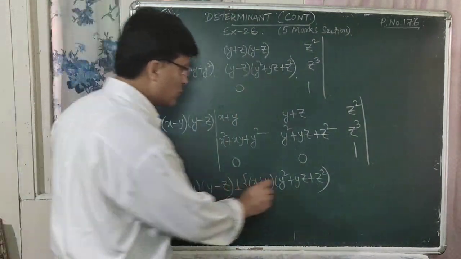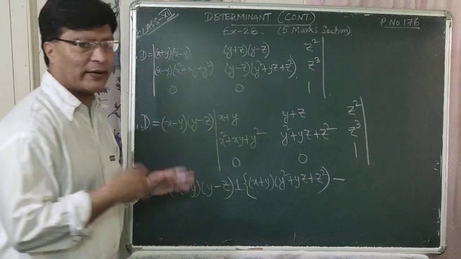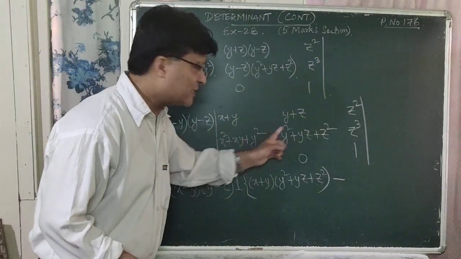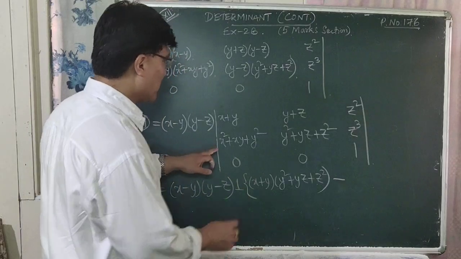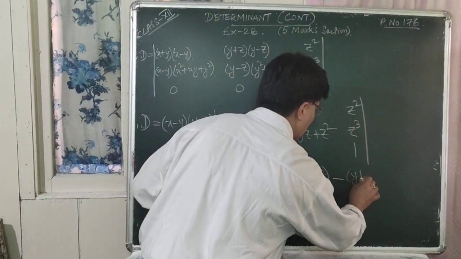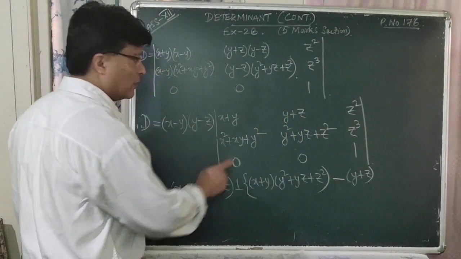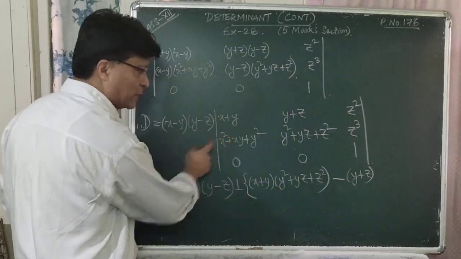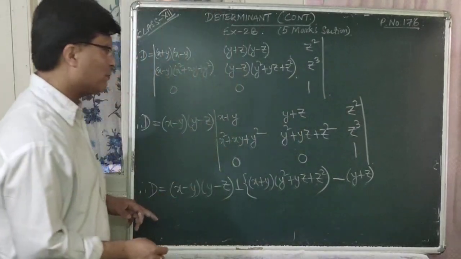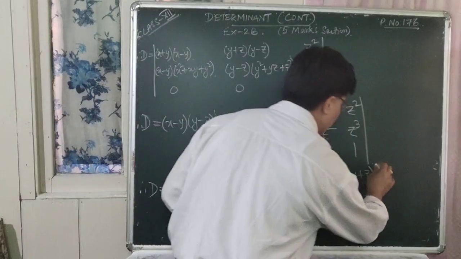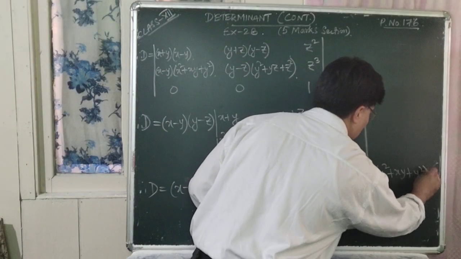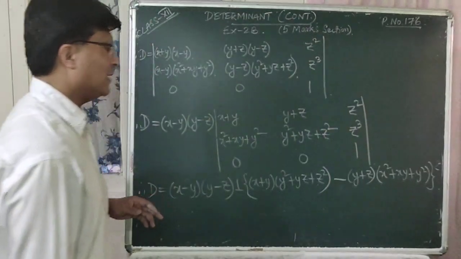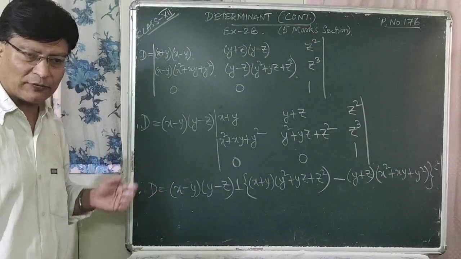Then you should write always minus sign, because we are expanding this second order determinant. This is the method. You have to write down minus. Then y plus z. Now cross multiply y plus z by this expression, that is x square plus xy plus y square. So this is the expansion. Is it clear to all of you?